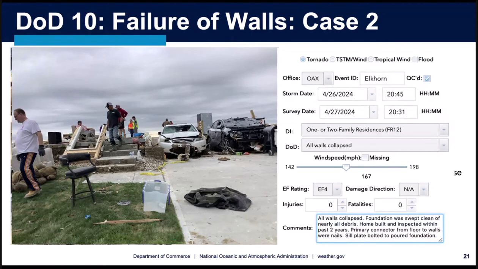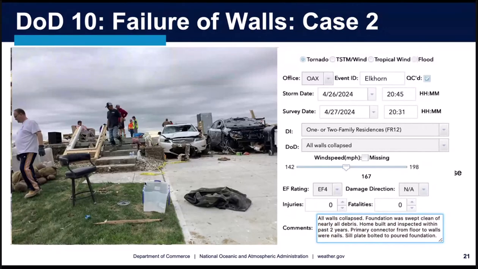By the way, these are not small houses. These were rather large, 2,500 square foot houses built in 2023. So unfortunately, the residents only got to enjoy their house for less than a year before this happened. But fortunately, nobody was seriously injured or anything like that. They were actually out of the house.